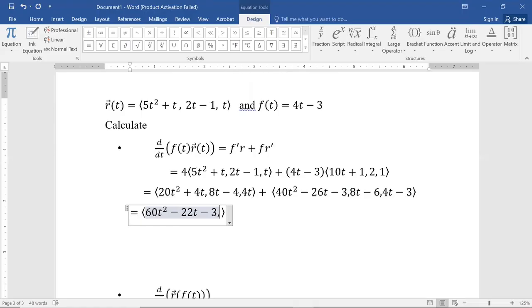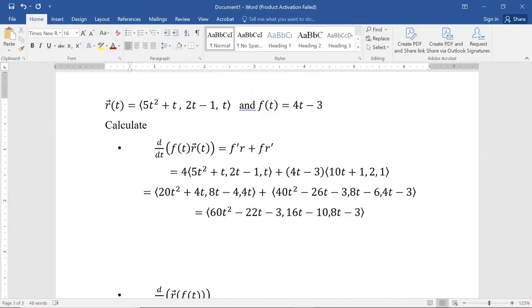My y component, when I add these things together, we get 16t: 8 plus 8 is 16, so 16t minus 10. And my z component is 4t plus 4t minus 3. That's 8t minus 3. So that one's much, much easier to deal with. So this is a real valued function multiplied times a vector valued function. Take the derivative of that.